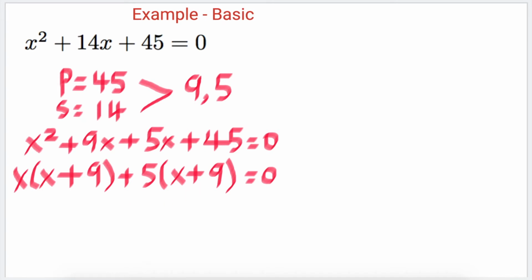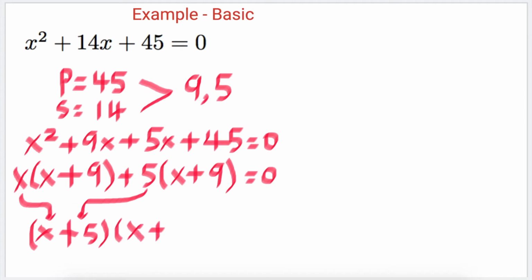And then the next part, we're going to take the values that we factored out, x and 5, and put them inside the same parentheses. So x plus 5 forms the first factor there, and then x plus 9 forms the second factor. If you multiply these two factors, you're going to get the original quadratic expression. And then all we need to do now is set this equal to 0, and then we can solve.